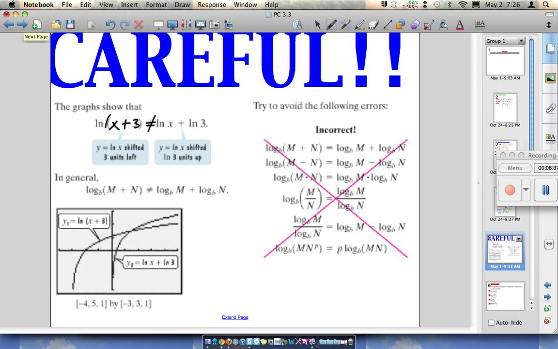You cannot separate it into the sum of natural log of x plus natural log of 3. You cannot separate it that way. In fact, all of these are incorrect. And these are listed in your book. I can tell you what page they're on in case you can't read all of these. If you're prone to common silly errors, make sure you look at page 403 in your book. Page 403 if you cannot read these. But these are not proper simplification of logarithms.